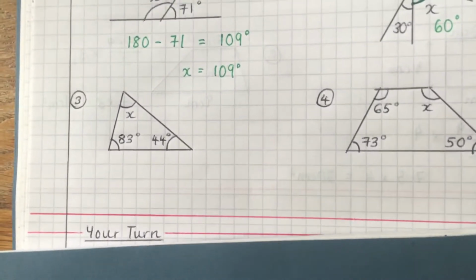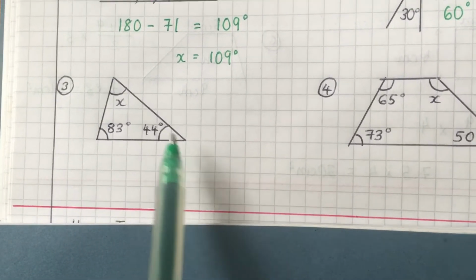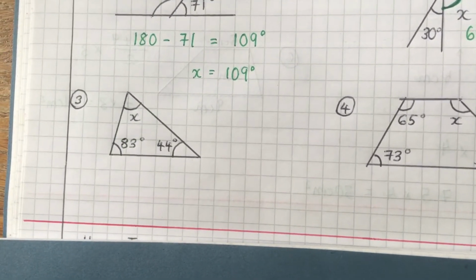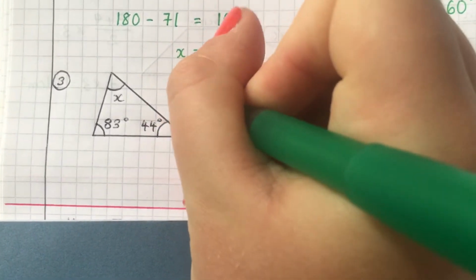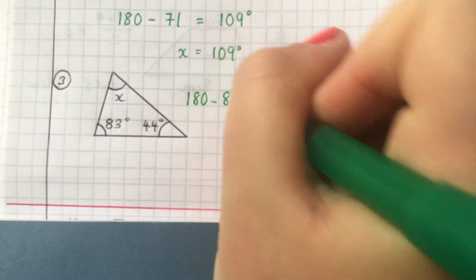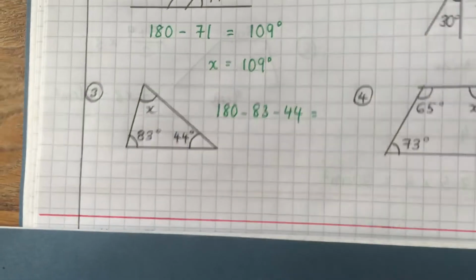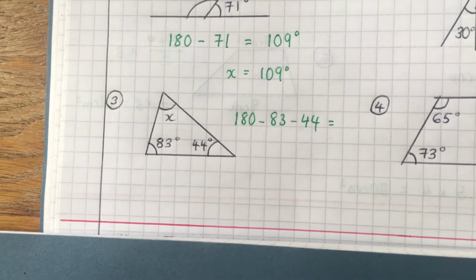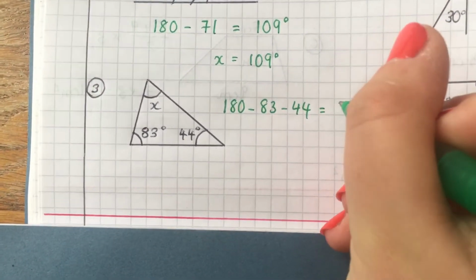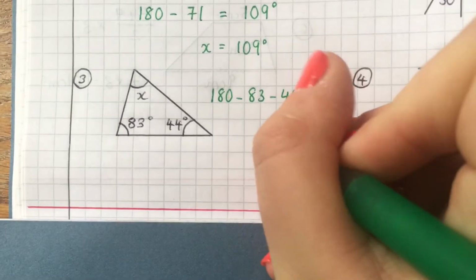Okay, question 3. Here is a triangle. We know that these three angles have to add up to 180. So to work out x, we need to do 180 minus 83 minus 44. So 180 minus 83 minus 44 gives us 53 degrees. So x is 53.